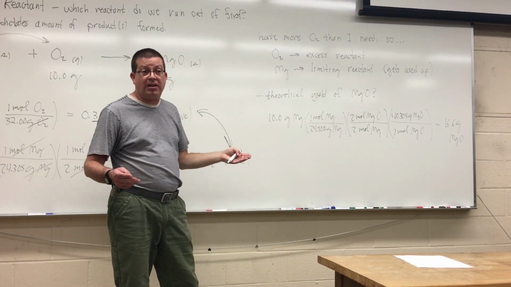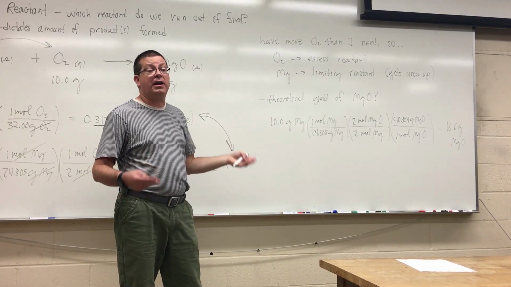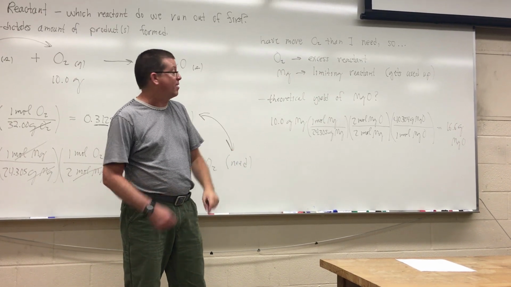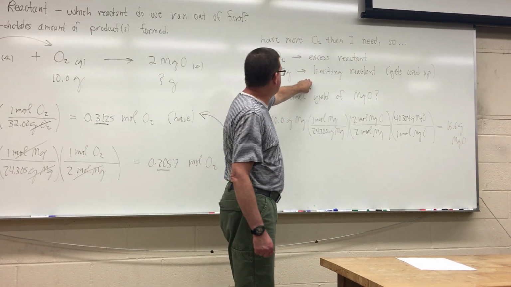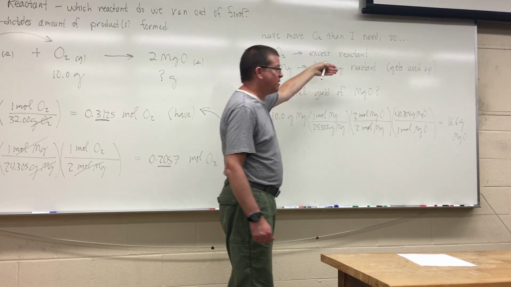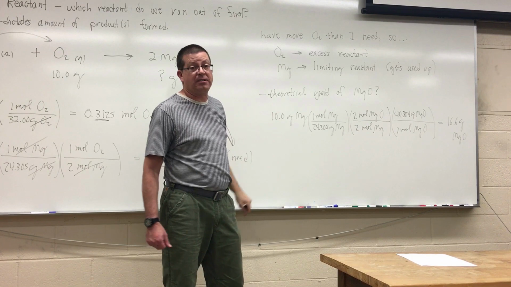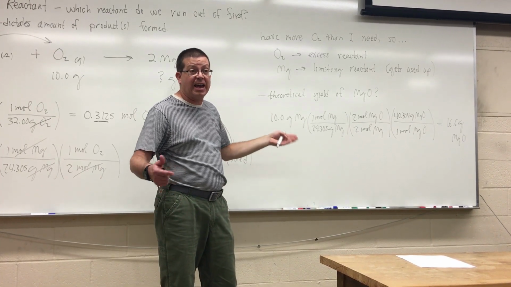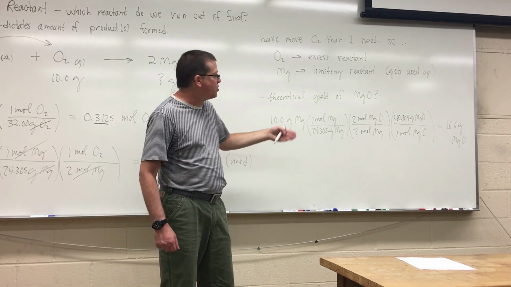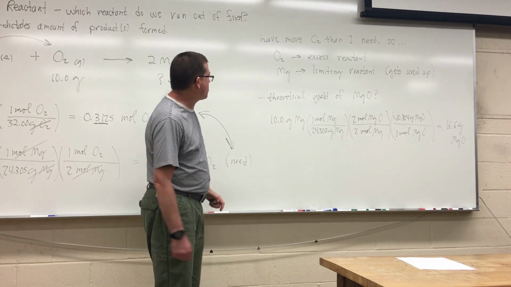Since I have less of it, I'm going to end up using it all up. All right? So magnesium becomes the limiting reactant. At the end of the reaction, I have no magnesium left, and I still have some excess oxygen left over because I had more than I needed to satisfy the stoichiometry of the equation.